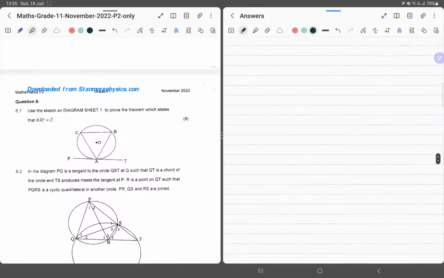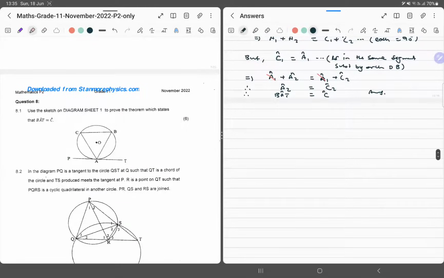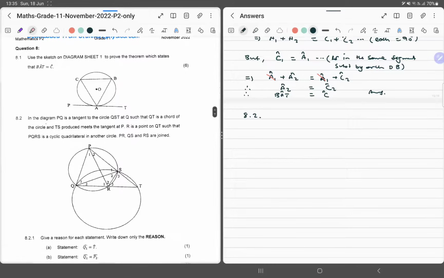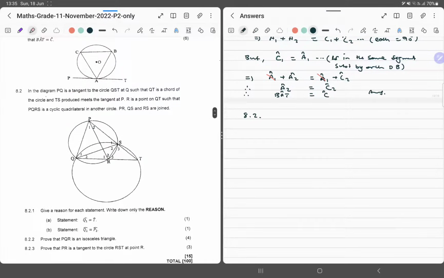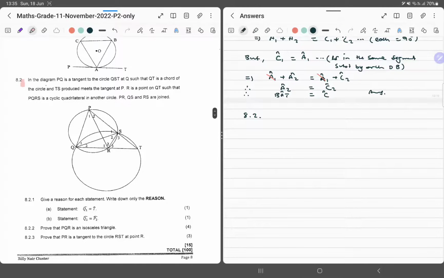I won't even waste my time on how many marks you should be getting there. 8.2. So let's see. Usually this one becomes a bit more challenging, so you need to keep your eyes and ears open. Your approach needs to be on point. In the diagram, PQ is a tangent. Okay? So let's highlight the tangent.